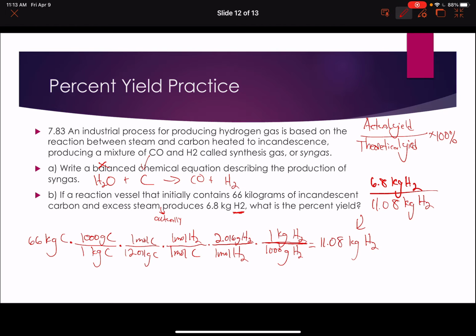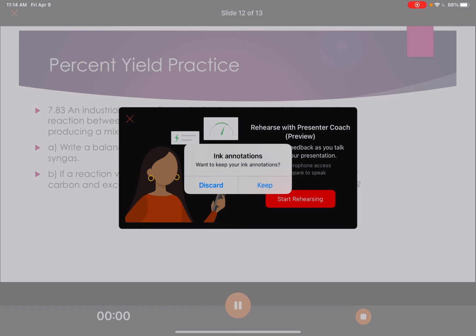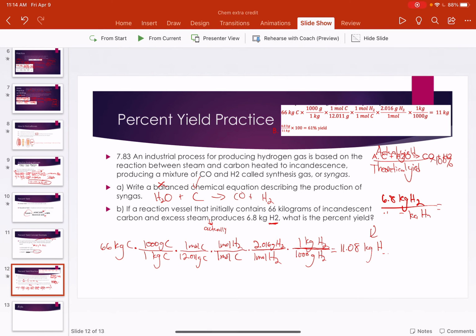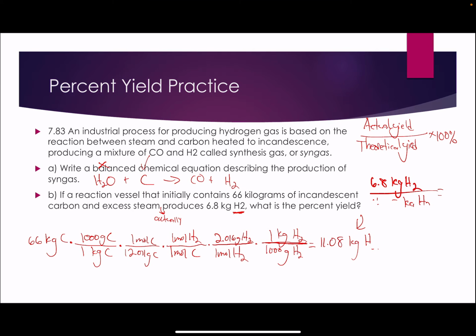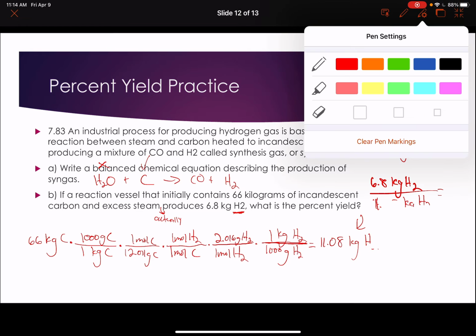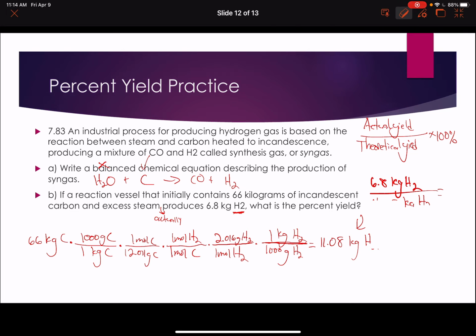If we do that, looks like it's giving us 0.617. But that is not a percentage. Oops. That wasn't good. Hold on a second. Okay, my bad. Okay, this looks ugly. Okay, I don't know what to do. 11.08 kilograms of H2. That gave us 0.617. And all we have to do is put that into times by 100. And this should give us our answer of 61.7%.